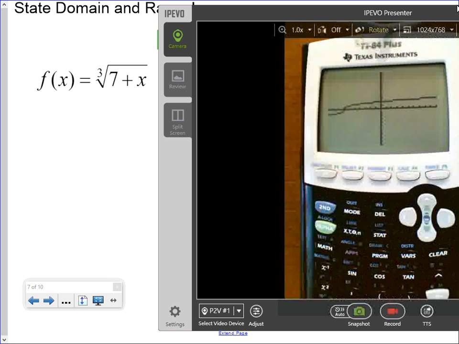My graph doesn't look anything like that. Okay, I will come over in just a moment. Do we agree this passes vertical line test? Okay, so I'm going to come over and help Zachary.